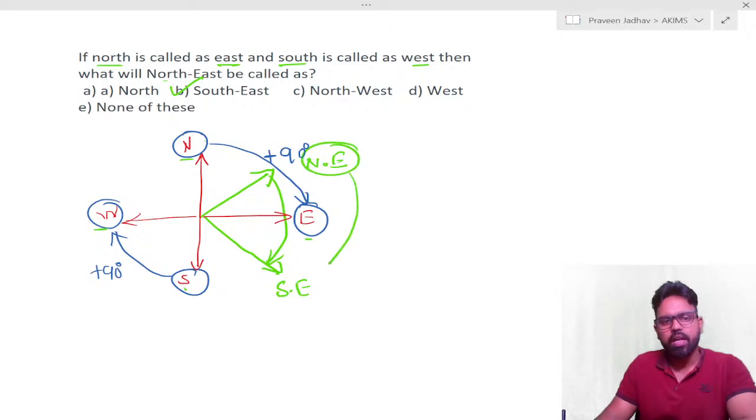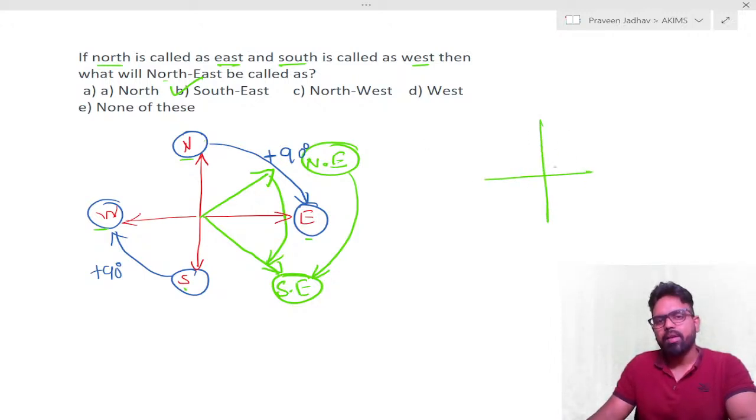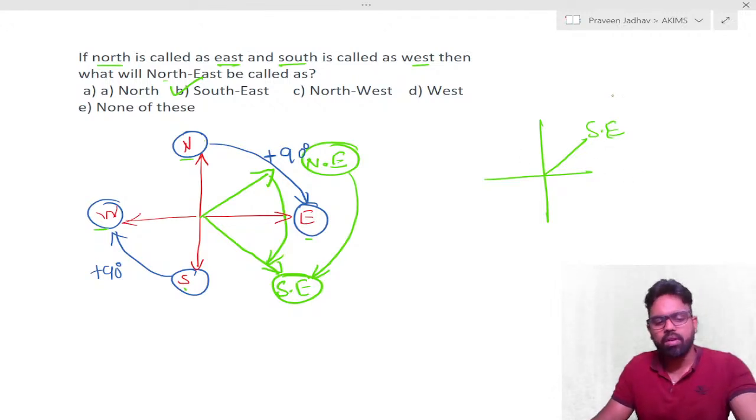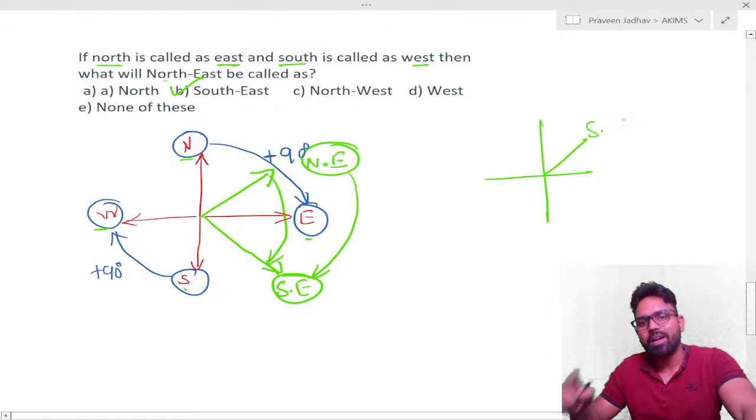It has to turn 90 degree angle and it will be called as southeast. Northeast will be called as southeast. If you draw that map, this will become southeast. Getting it? Yes sir, yes sir. Yeah, getting it. So you need not have to bother yourself with what that map will look like.